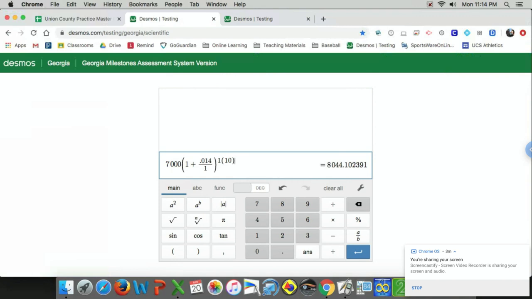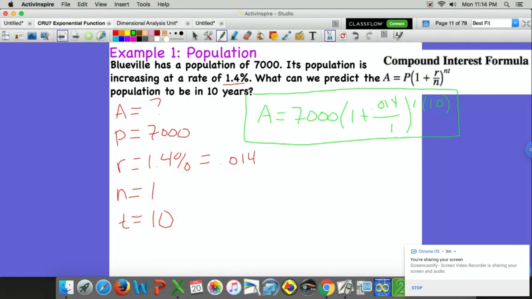So the answer to this is going to be 8,044. So our A is going to be equal to 8,044 people. So hopefully that makes sense to you. We can't have 0.1 or 0.2 or 0.25 of a person. So just keep that in mind. We're going to be rounding all of these to the nearest whole number.